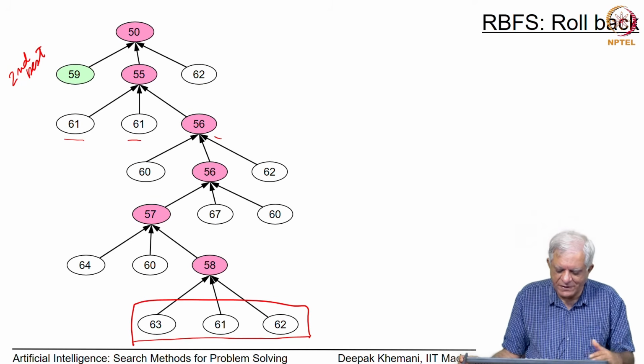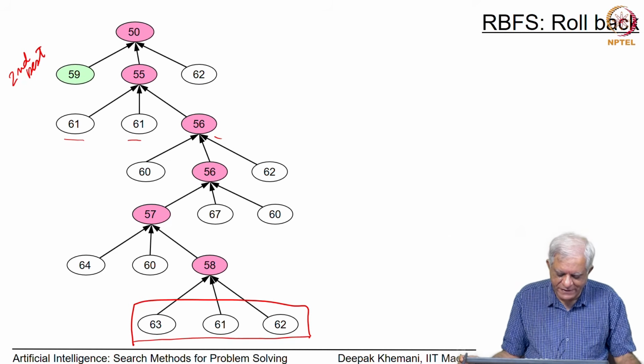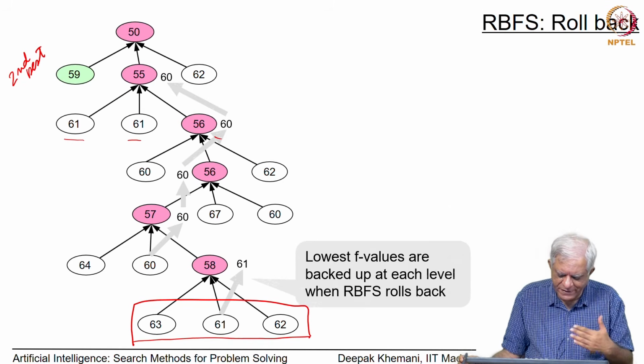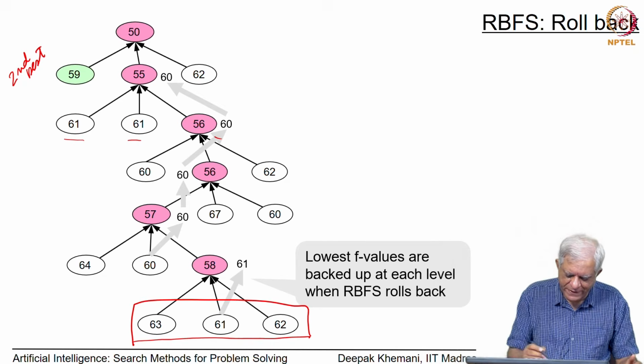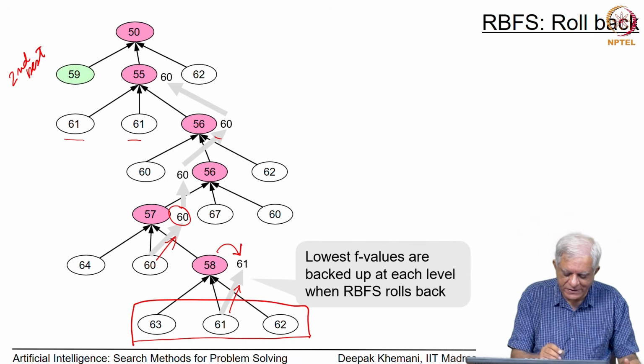So, RBFS simply rolls back this entire search tree, but when it rolls back, it updates the values of its parents as it does so, and it backs up the best value for every parent. So, this last node 58 now becomes 61, because 61 is the best value that it can find amongst its children. Then between 64, 60 and 61, this 60 gets backed up to its parents. So, 57 gets updated to 60 and so on.